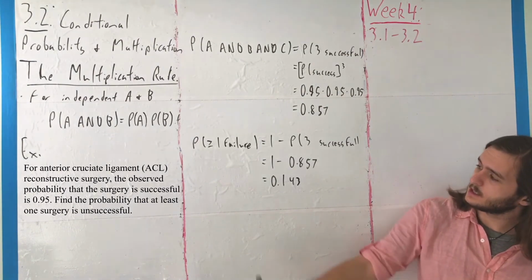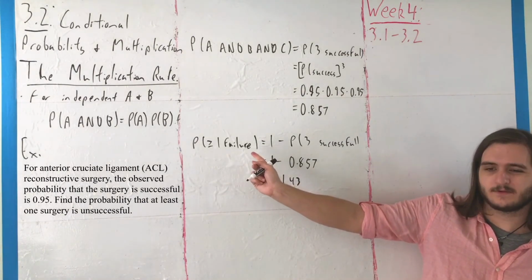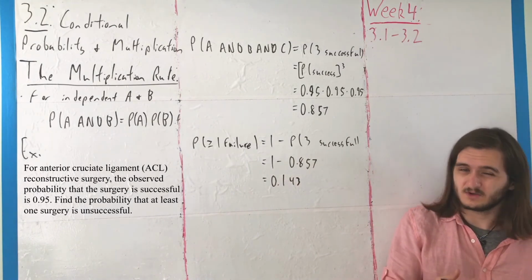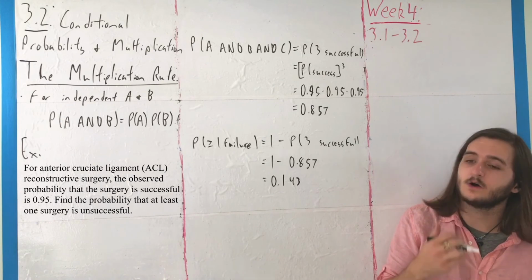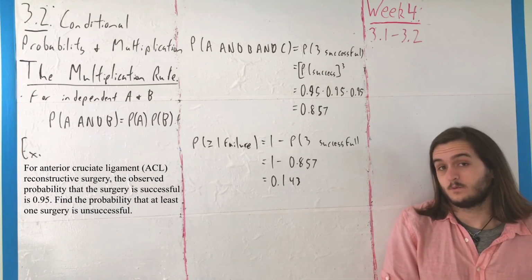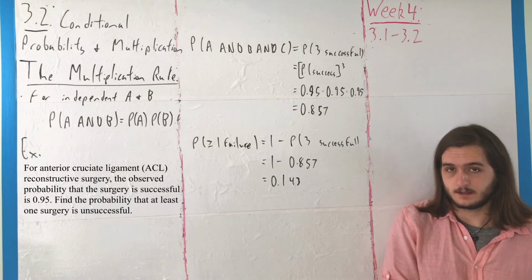But that's the idea here that we're seeing: at least one failure could be read as 1 or 2 or 3, which means you have a few different cases to consider that all involve a bit of work that we haven't gotten to yet. Or we could just use the complement and get there quicker.